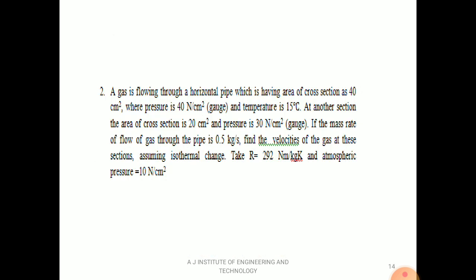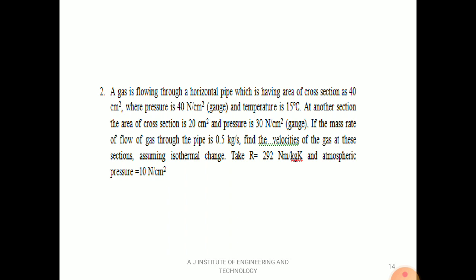First problem: a gas is flowing through a horizontal pipe which has an area of cross section of 40 centimeter square, where pressure is 40 Newton per centimeter square gauge and temperature is 15 degrees centigrade. So it is clearly given as a horizontal pipe, so Z1 equal to Z2. There is no difference in datum level.